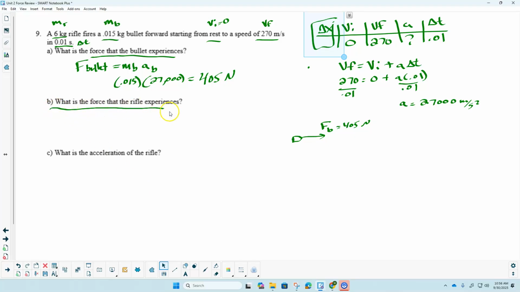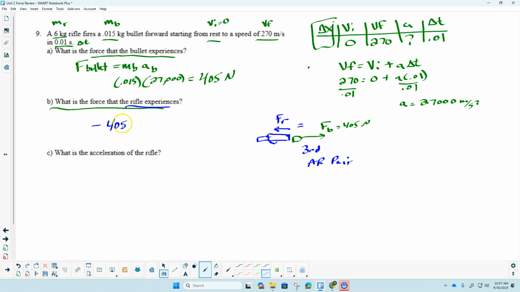It wants to know what is the force that the rifle experiences. The rifle is the thing that is pushing the bullet, right? So if this is my bad example of a rifle, the rifle pushes on the bullet to the right, and the bullet's going to push back on the rifle the opposite way. These are equal and opposite because it's Newton's third law. It's an action-reaction pair. So the force that the rifle experiences is a negative 405 newtons. Not too much going on with that. This is just conceptual: the rifle pushes the bullet to the right, the bullet pushes the rifle back to the left. So it's a negative 405.